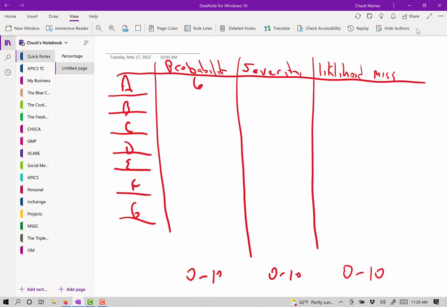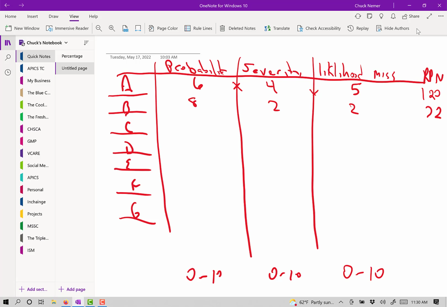So if you think about it, you go through each one and say, well, based on our criteria, we think this is a 6 for probability, severity is a 4, likelihood we'll miss it is a 5. And so for the risk priority number, we multiply these three together. 6 times 4 times 5, and we get 120.